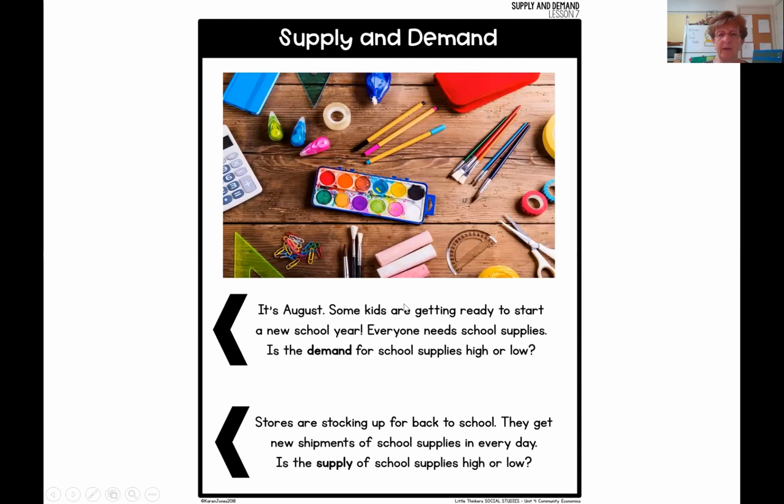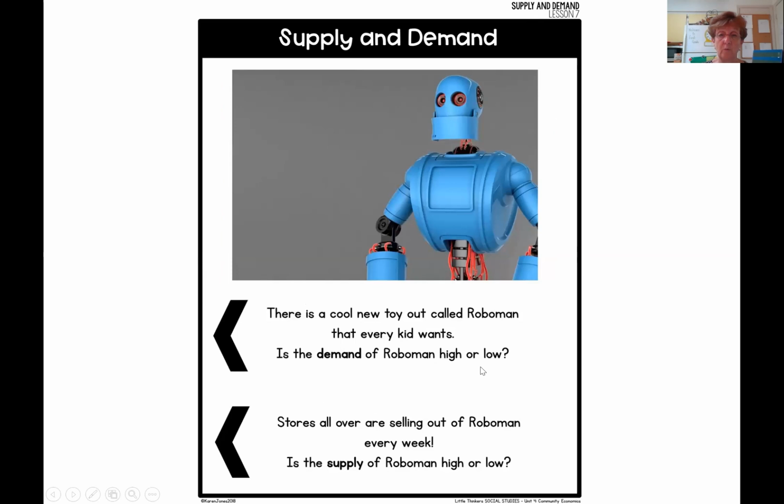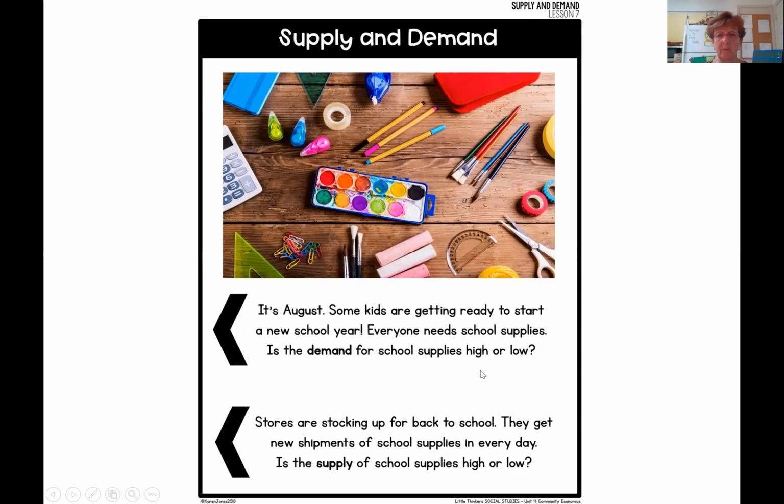It's August. Some kids are getting ready to start a new school year. Everyone needs school supplies. Is the demand for school supplies high or low? That's right. Demand for school supplies is high. School is just about to start. Ooh, and everybody needs supplies for their classroom.